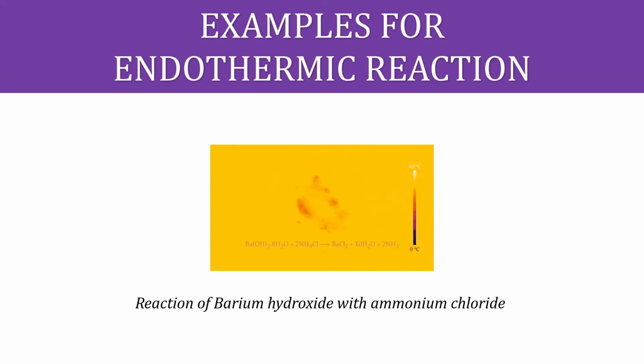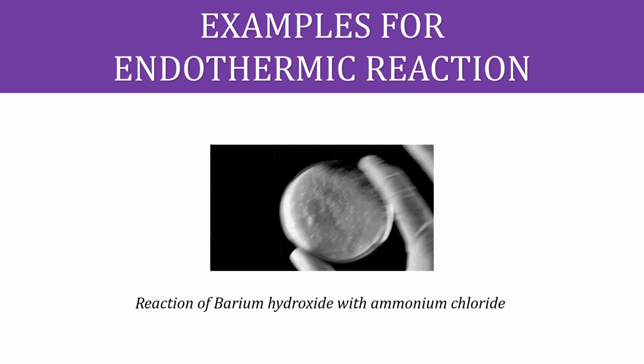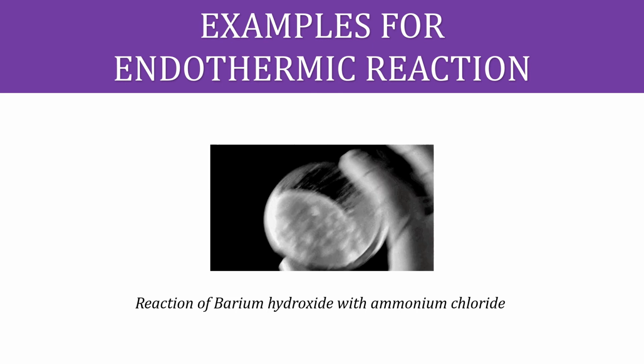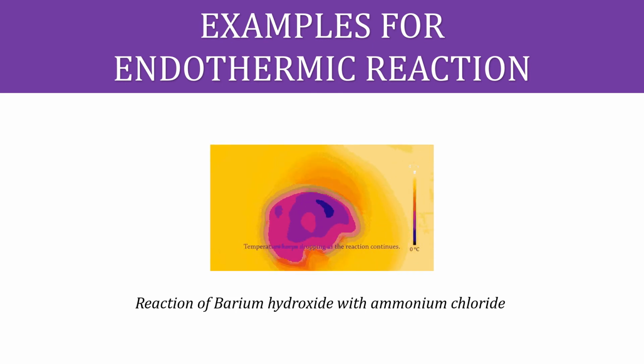Here, barium hydroxide and ammonium chloride react together to form barium chloride and ammonium hydroxide. During this reaction, the temperature drops down rapidly in the container and in the air around the container as it absorbs the heat energy from its surroundings, which can be noticed clearly in the thermal image shown in the picture. The temperature can sometimes drop as low as 0 degrees Celsius.